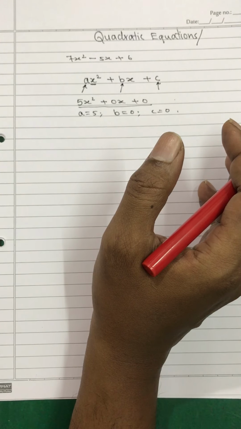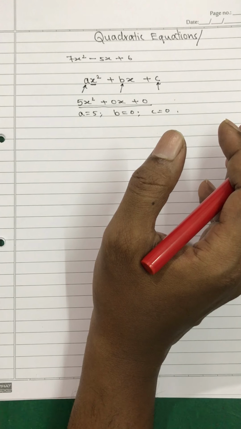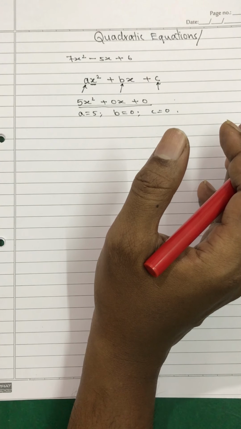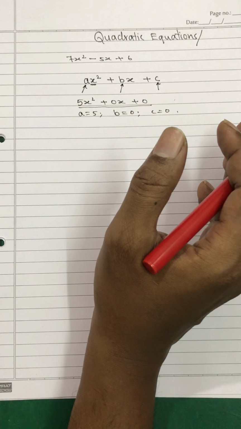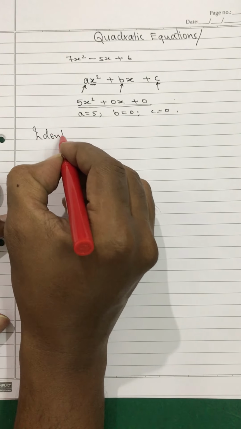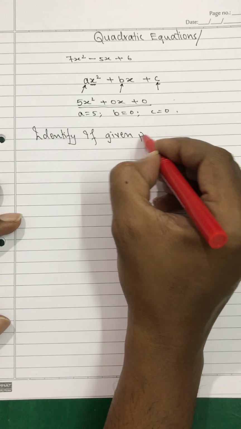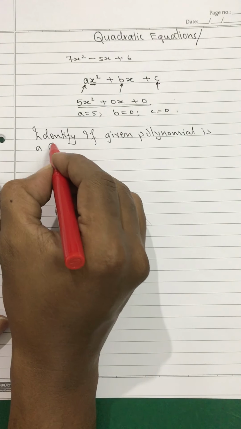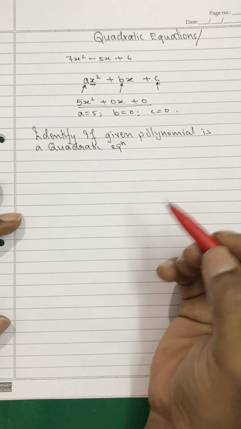Now the next thing you have to understand is how to identify if the given polynomial is a quadratic equation or polynomial or not.